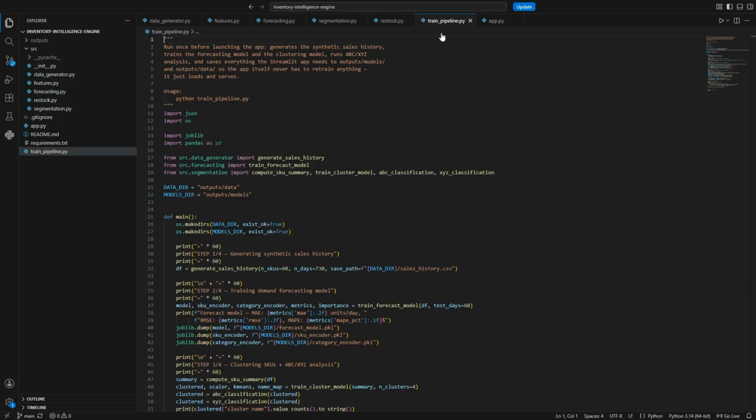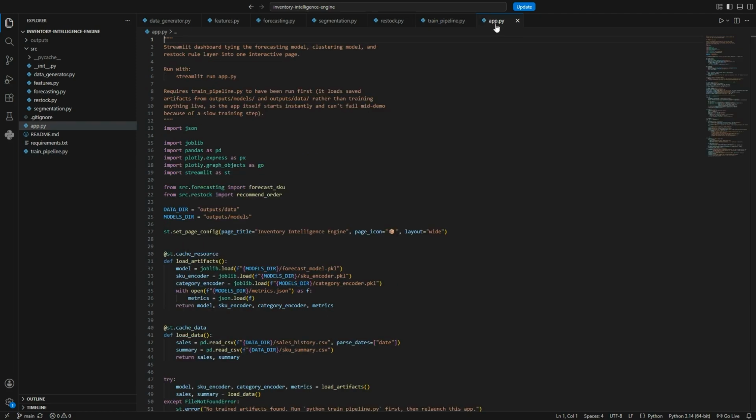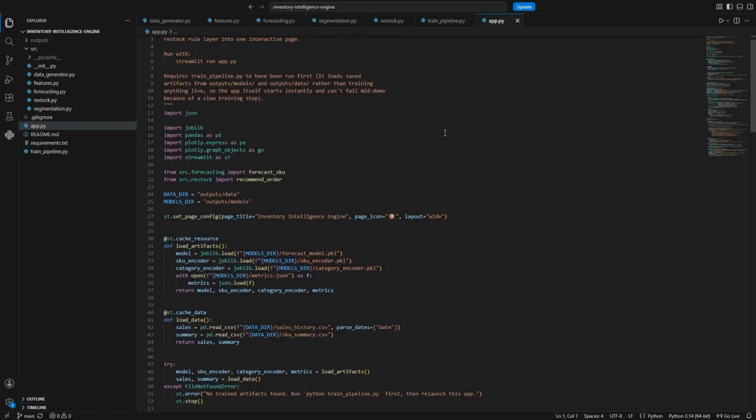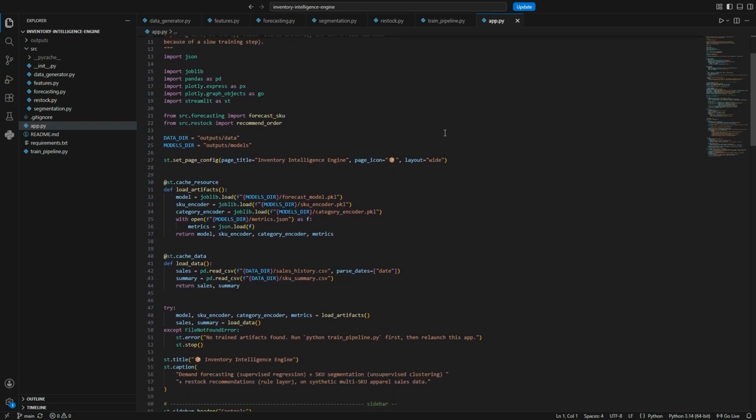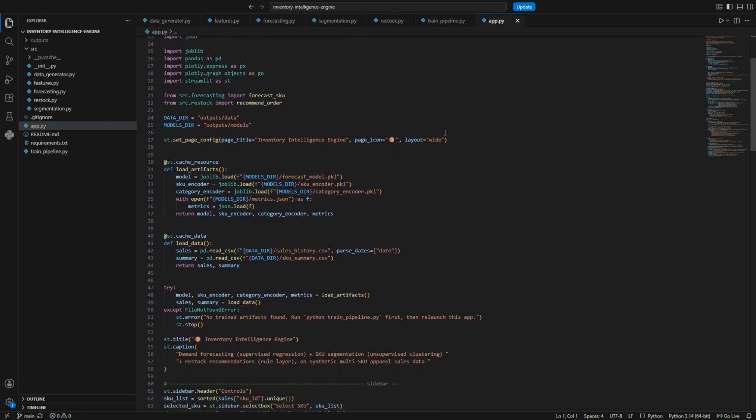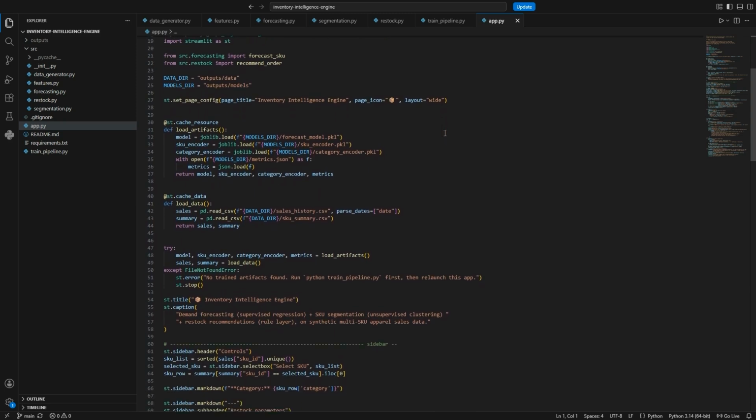The next one is training pipeline.py. The one script trains both models and saves every artifact. The dashboard never trains live. It only loads what's already trained, so it starts instantly. The last one is app.py. And this is the dashboard itself. Streamlit ties all of it into one interactive page. Let's look at it running.